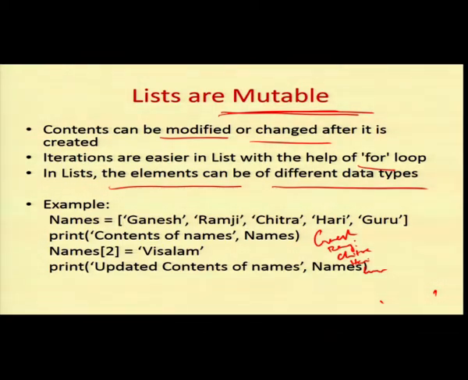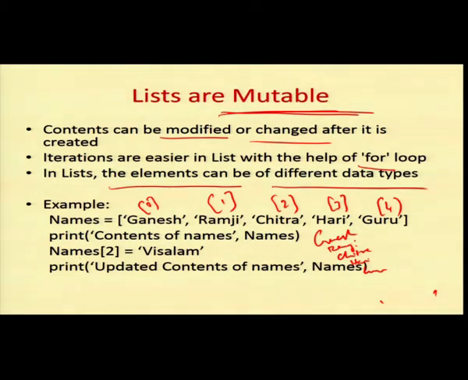Now I am printing the updated contents of names. If it is names of 2, which element will get replaced? Will Ramji get replaced or Chitra? My dear viewers, only Chitra will get replaced. It is because the index value, the position value, starts from 0. So the 0th position is occupied by Ganesh. First position is occupied by Ramji. Second position is occupied by Chitra. Third position is occupied by Hari. Fourth position is occupied by Guru.